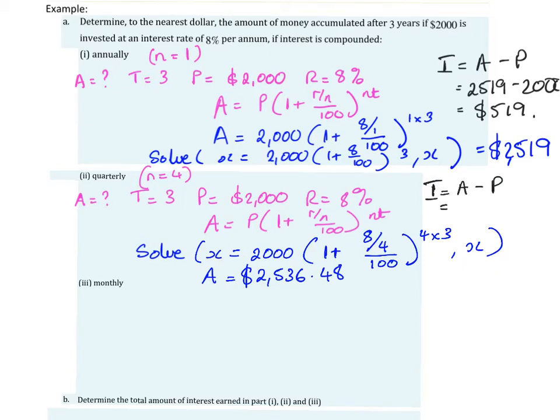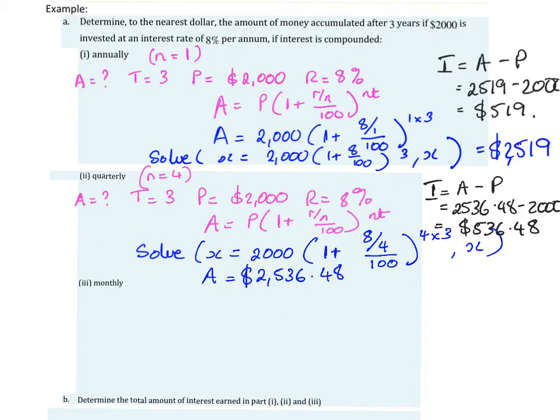In this case, it is 2,536.48 minus 2,000. And of course, I'm left with $536.48. So that's how much interest. So if I compound 4 times a year rather than 1 time a year, I end up with a little bit more interest. Let's see if that holds true now for monthly.